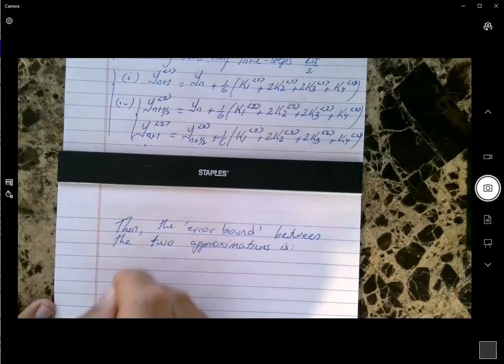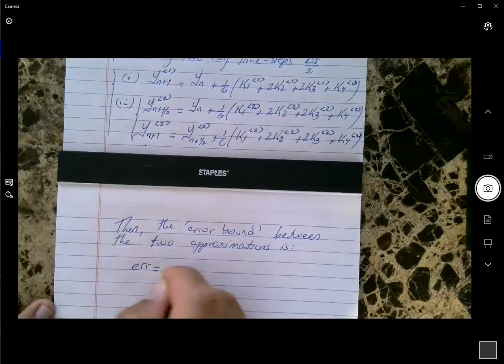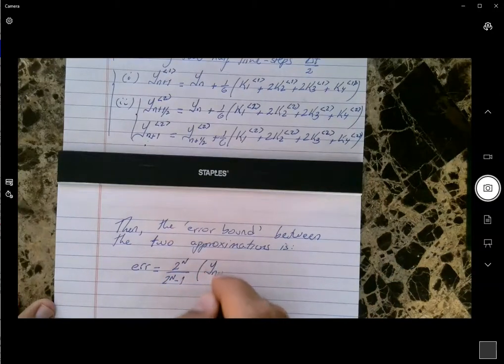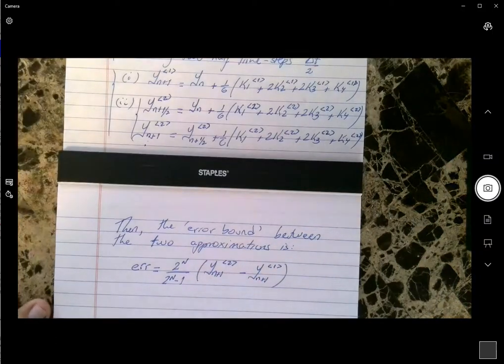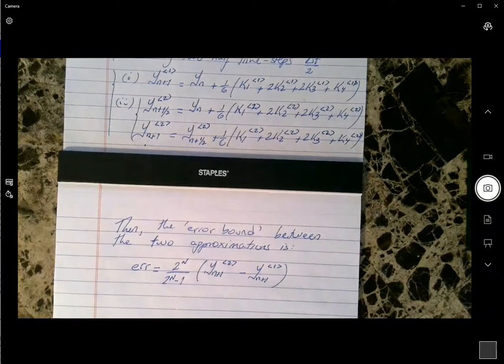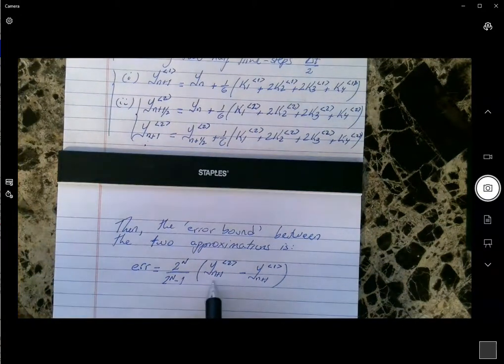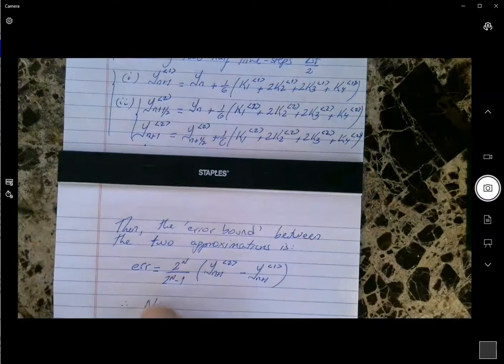is error equal to 2 to the n divided by 2 to the n minus 1, y n plus 1 using the second approximation minus y n plus 1 using the first approximation. So notice I'm comparing 2 approximations of the solution at the same time level, okay? But 2 that I got by taking different routes, okay? Where the n is the order of the approximation.